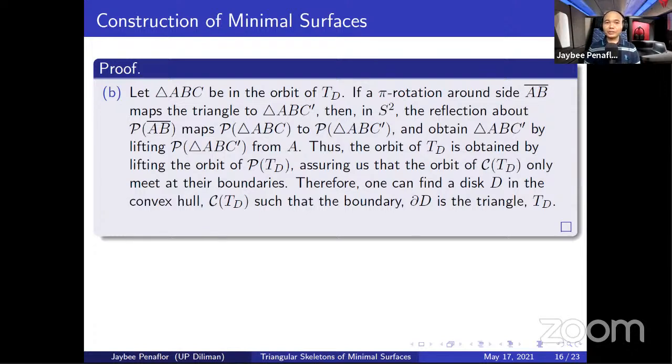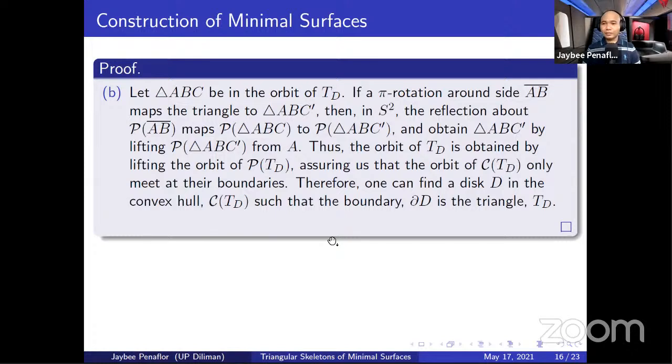Generalizing this for all such triangles, the orbit of T sub D is obtained by lifting the orbit of P of TD. And therefore, this assures us that the orbits of the convex hull only meet at their boundaries. This allows us to confidently say that we can definitely find the disk D in the convex hull such that the boundary is the triangle itself.